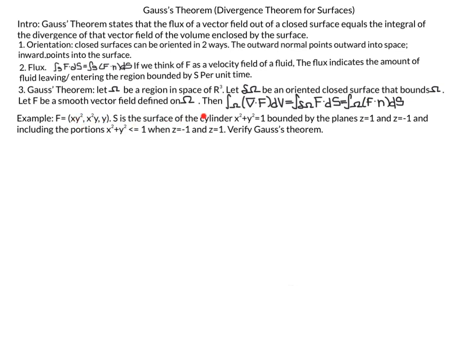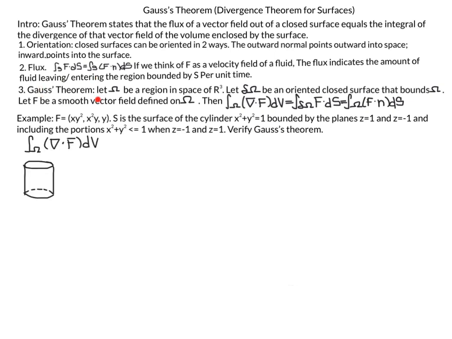And the surface is the surface of the cylinder of radius 1, x squared plus y squared equals 1, bounded by the planes z equals 1 and z equals negative 1, and including the portions x squared plus y squared less than or equal to 1 when z is between negative 1 and 1. We want to verify Gauss's theorem.